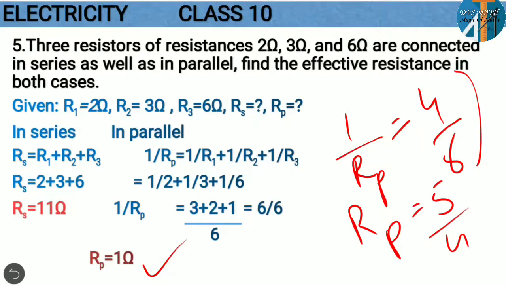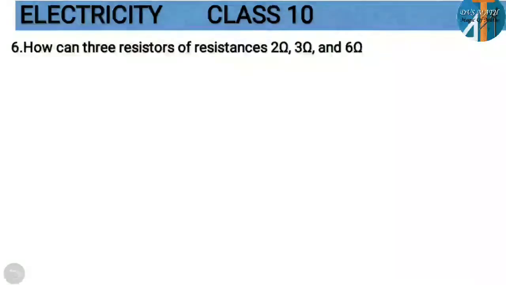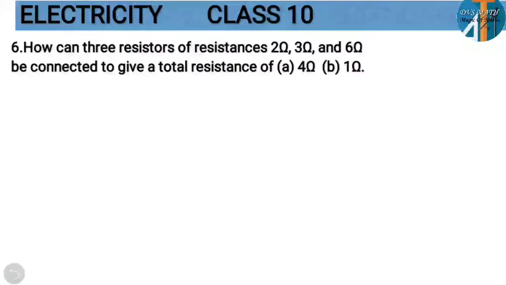So let's move on to the next, sixth problem. How can three resistors of resistance 2 ohm, 3 ohm, 6 ohm be connected to give a total resistance of 4 ohm and 1 ohm? Here they are not saying how they are connected. So observe, this is a very important thing you have to remember.